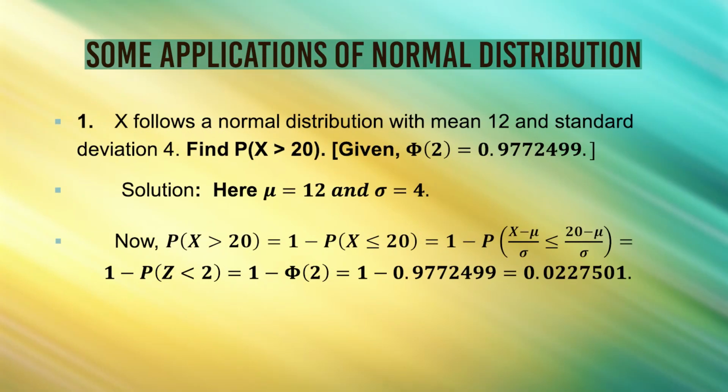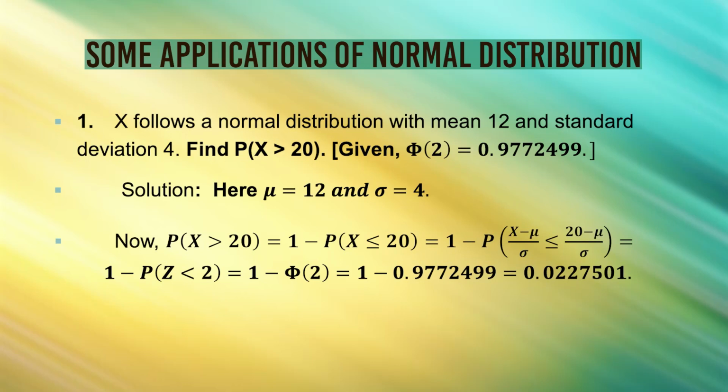We consider some applications of normal distribution. Suppose x follows a normal distribution with mean, say, 12 and standard deviation 4. We have to find the probability x greater than 20, and we are given the CDF of a standard normal distribution for the value 2, which we denote by capital phi 2.